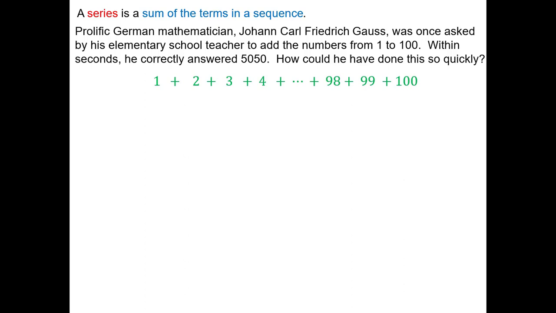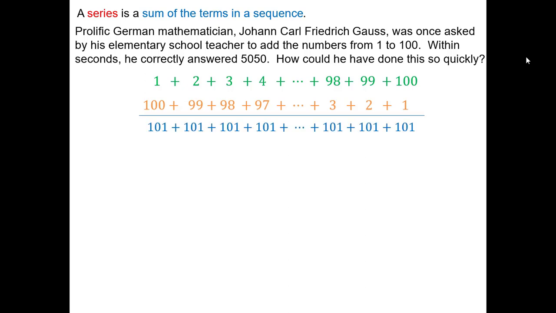Now he could have started by saying 1 plus 2 is 3, and then 3 plus 3 is 6, and then 6 plus 4 is 10, and so on. But instead, he decided, why don't I reverse the numbers underneath this original sequence? And the beauty of this is, if you now add each of these values straight down, 1 plus 100 is 101. 2 plus 99 is also 101. 3 plus 98 is also 101.